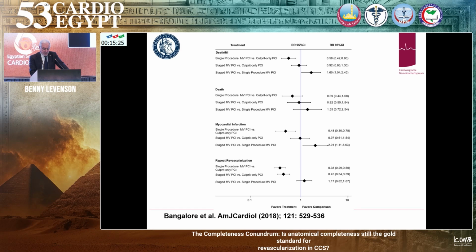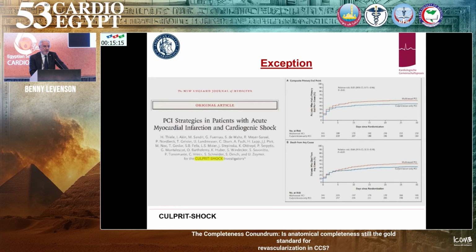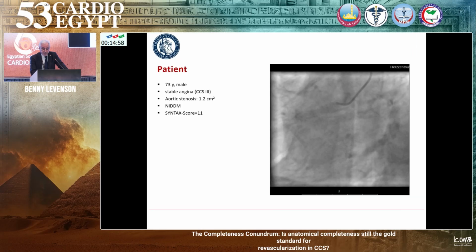Bangalore presented a great study about 8 years ago, showing that treatment of the whole patient is much better. There's only one exclusion, and this was the study presented by my dear friend Holger Thiele from Leipzig, the CULPRIT-SHOCK trial, showing that you go on treating patients in shock. If you do everything, if you revasc everything, the outcome is worse.